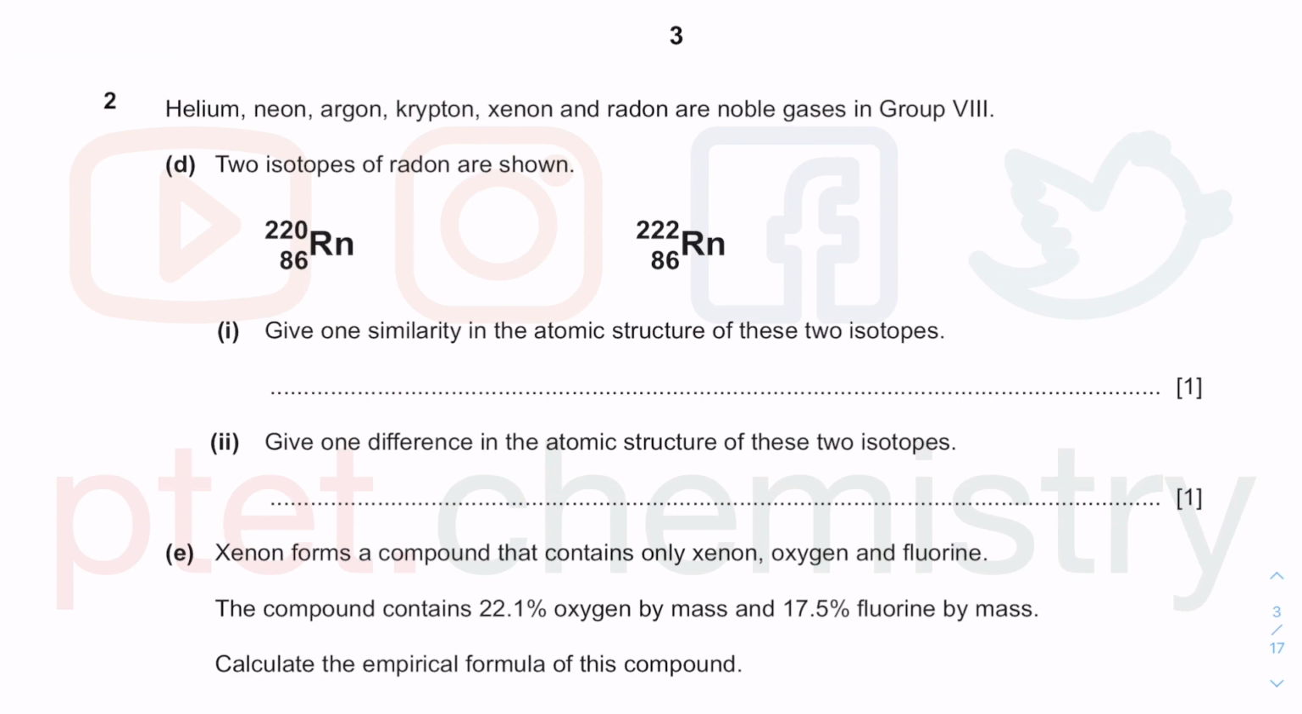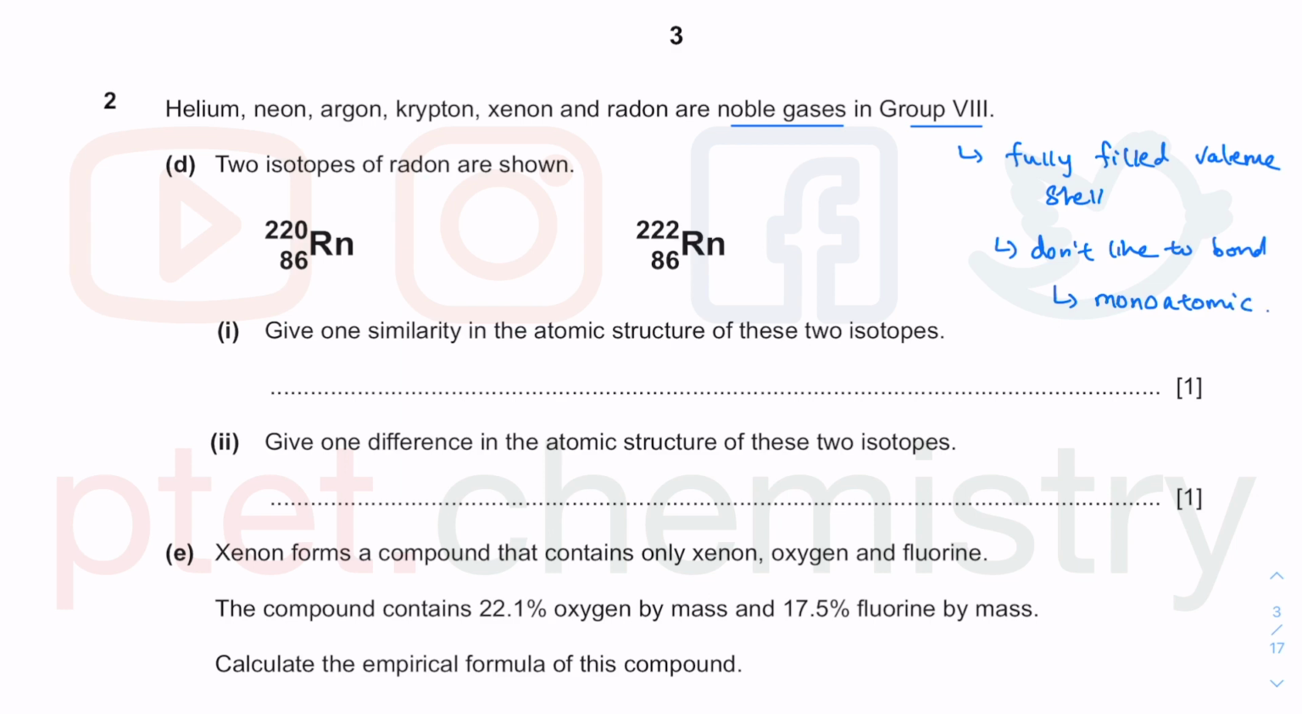In these next questions, we have noble gases. So we know noble gases are in group 8. We know that they have a fully filled outer shell. And as a result of the fully filled outer shell, they don't like to form bonds. They don't like to bond at all. So therefore, they exist as monoatomic. Monoatomic means single atoms. So these all exist as single atoms, as an element. All right. So as an element, they are not diatomic.